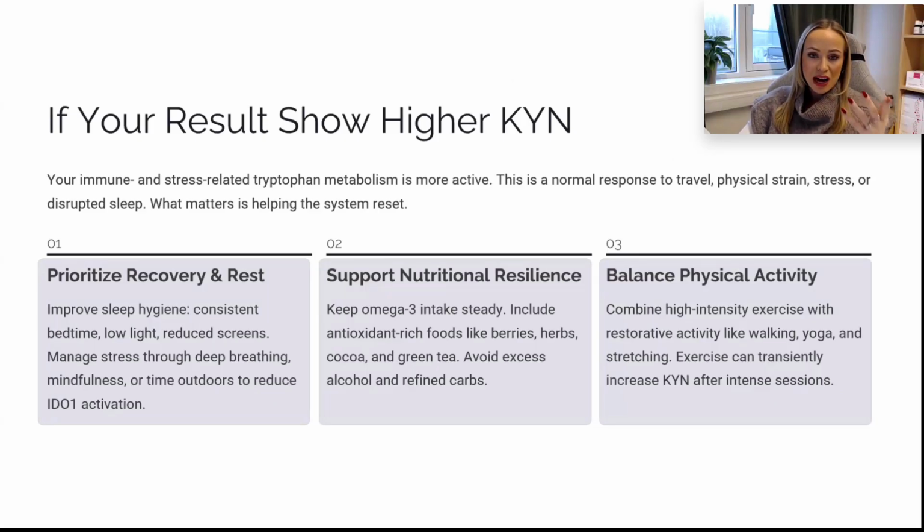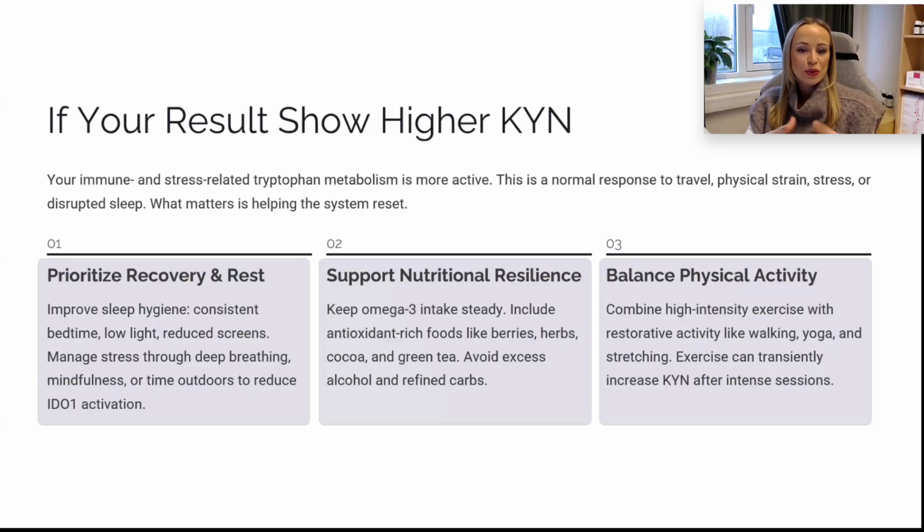If your results show higher kynurenine, on the other hand, this usually reflects that the immune system has been a bit more engaged. It could be from an infection, it could be from stress, or just lack of recovery. So it's part of your body's normal adaptive response, because we know kynurenine is produced when enzymes like IDO1 or TDO are activated, which is often by stress hormones or pro-inflammatory cytokines. But what is important is that you help the system reset so it doesn't stay elevated unnecessarily long.